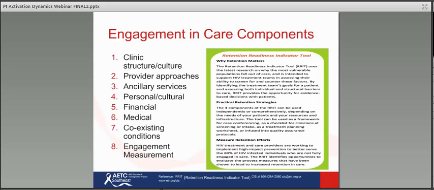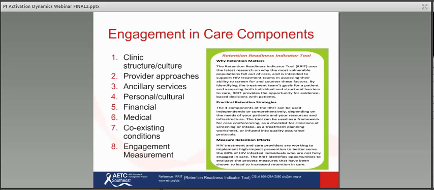A lot of this is structural, it's organizational, and it involves the kind of providers and team members we have in our organizations. How well do we work together? Engagement and care components include the structure of the clinics, the culture that's going on there, the provider approaches, ancillary services, personal and cultural occurrences. Is there something in the waiting room that shows that the client is open to providing care to all individuals, no matter what their creed, what their ethnicity, no matter what their sexual orientation? What are the financial issues involved in engagement, the medical issues, coexisting conditions, and again, how do we measure engagement?